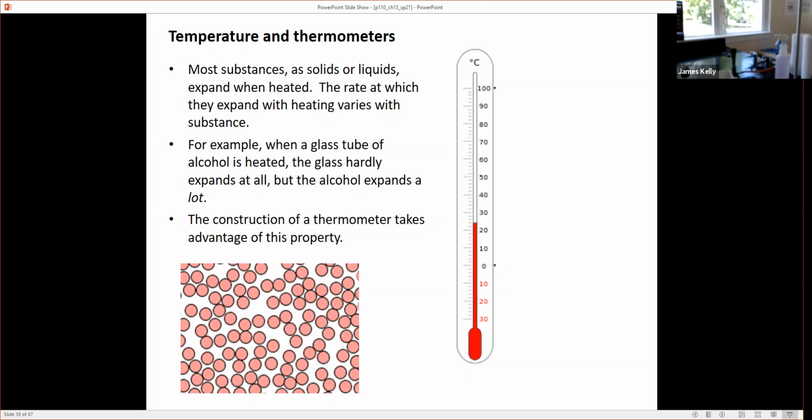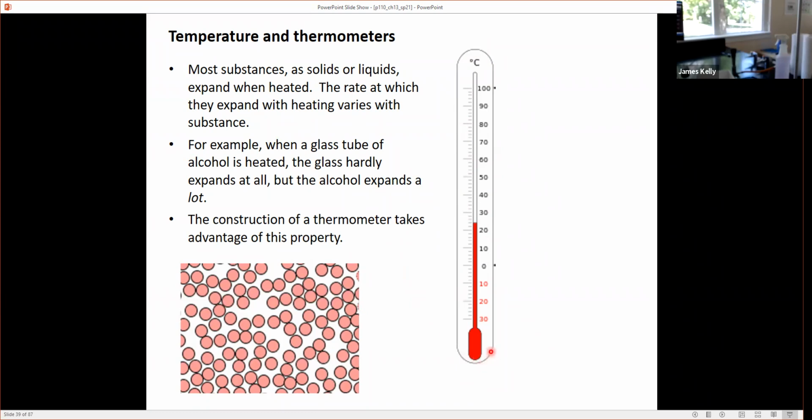Since it varies with substance, some substances will expand a lot when you heat them and some not so much. And this is the basis of the construction of a thermometer. If every substance expanded by 1% when you heated it by 20 degrees Celsius, you wouldn't be able to construct a thermometer. Here I've got some mercury inside a tube of glass.